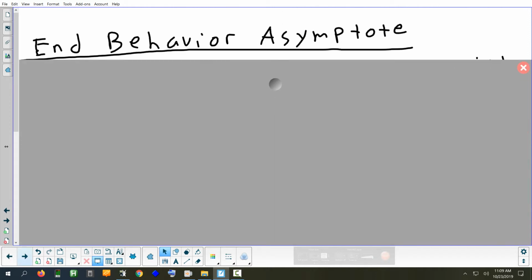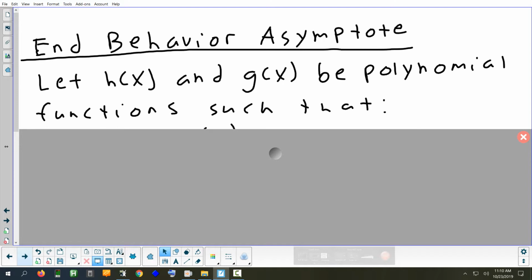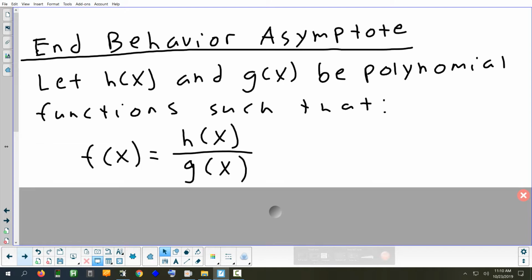This is something that really only applies to the stuff we're learning today, when the degree of the numerator is larger than the denominator. We have a new thing called an EBA, end behavior asymptote. So suppose that we had a rational function, and we're going to divide it, just like all the problems we did yesterday. Now, h of x is going to have a bigger degree than g of x.